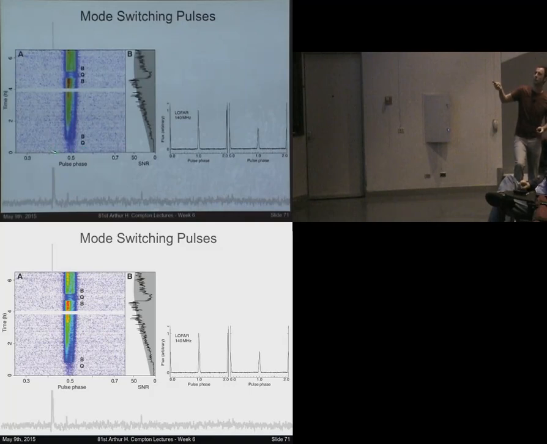So it goes from being what they call the bright mode to the quiet mode, that's why they have a Q. And the bright mode again. So in the space of, what would you say that is, half hour? In about 20 minutes, this pulsar switches from its bright mode to its quiescent mode, and then bright again.